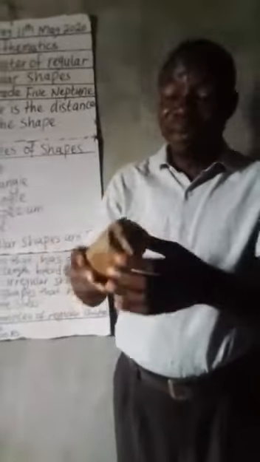Apart from this, we have a stone. It's also an example of irregular shapes. Apart from this, the normal shoe we wear on our leg is also an example of an irregular shape.